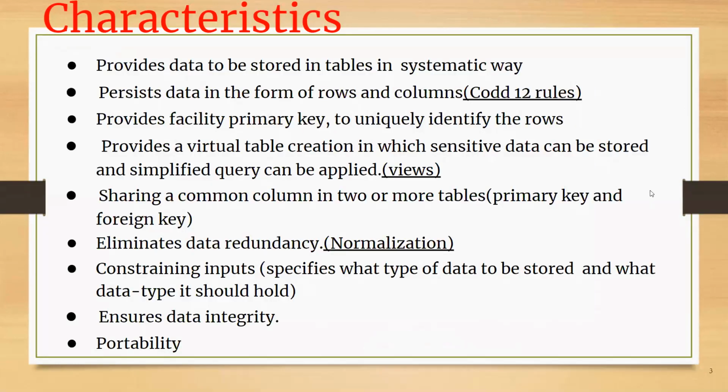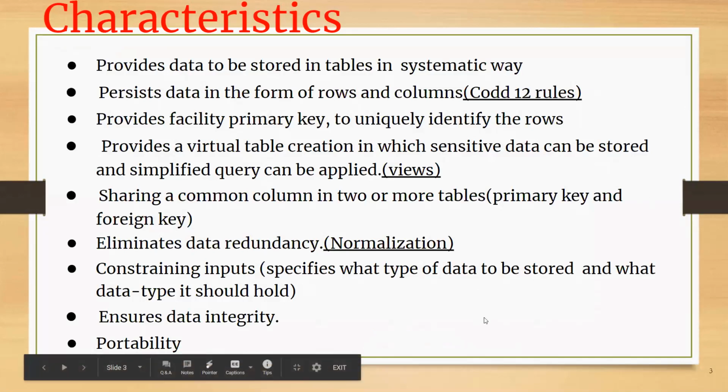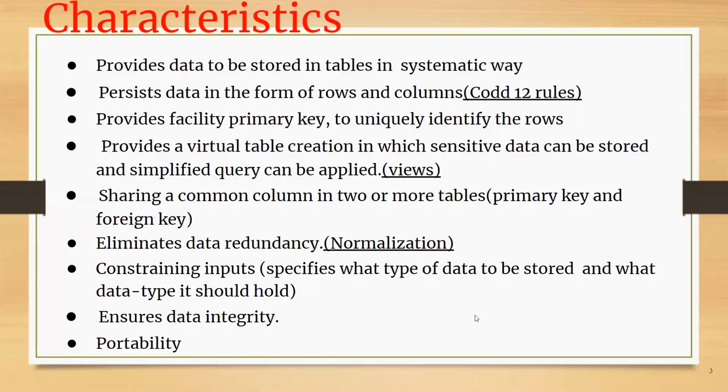Next, we have the characteristics of the relational database model. The very first characteristic is that it allows data to be stored in tables in a systematic way. As per Codd's 12 rules, all the data should be stored in table form only, and that table should be represented in the form of rows and columns. The second characteristic says that the persisted data will be in the form of rows and columns only. Third, it provides the facility of a primary key to uniquely identify the records.